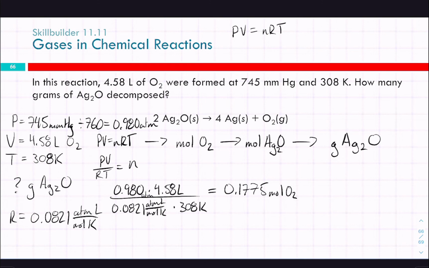Cool. Now what? Plug it into what? Right. So yeah, we got to here. So how do we get from moles of oxygen to moles of silver oxide? The ratio. It's 2 to 1. And actually, maybe I should write it out like this, because now we're doing stoichiometry.